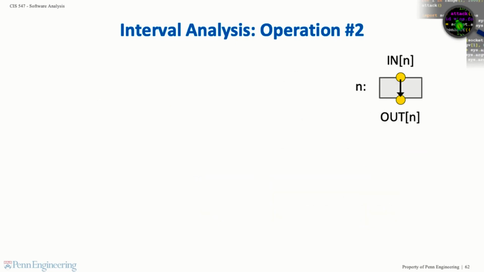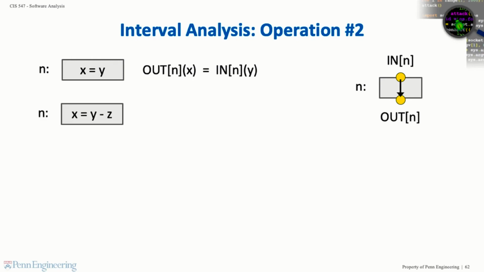The second operation of interval analysis computes the analysis result at the exit of a particular node from the analysis result at the entry of that node. The details of this operation depend on the kind of statement that occurs at the node we are looking at. Let's look at the kinds of possible statements in the while language. Suppose the statement at node n is an assignment statement in which y is assigned to x. Since y is copied to x, we set the interval of x at the exit of node n to be the interval of y at the entry of node n.